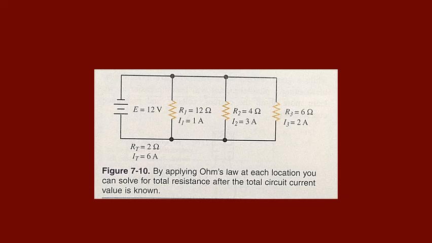An example is shown in figure 7-10. You can see that the total of the individual circuit currents, or current 1 plus current 2 plus current 3, equals 6 amperes. The source voltage of 12 volts is divided by the 6 amperes. The total resistance is found to be 2 ohms.